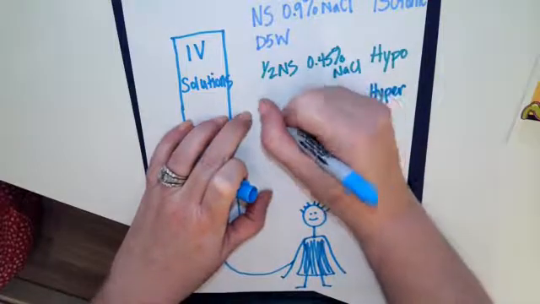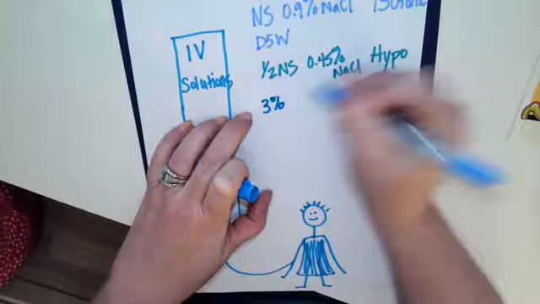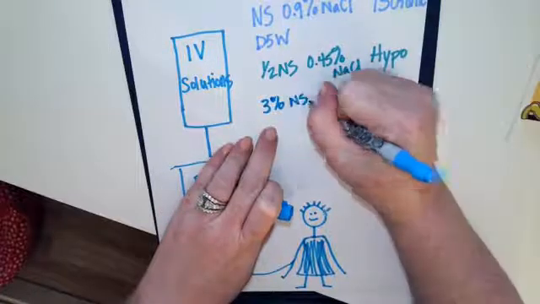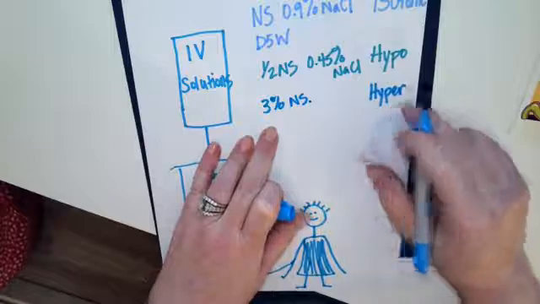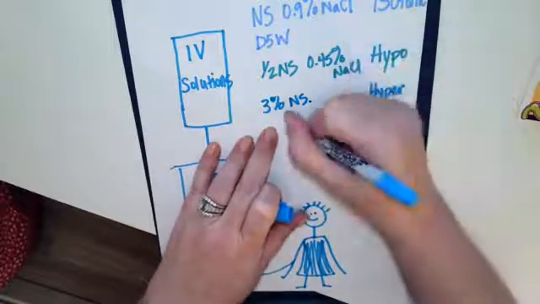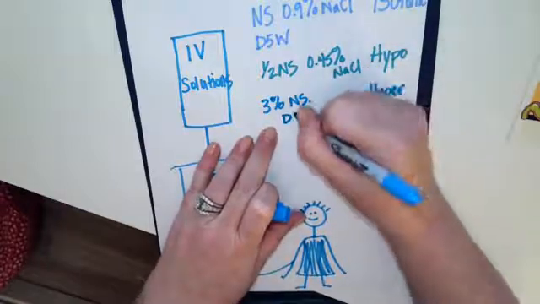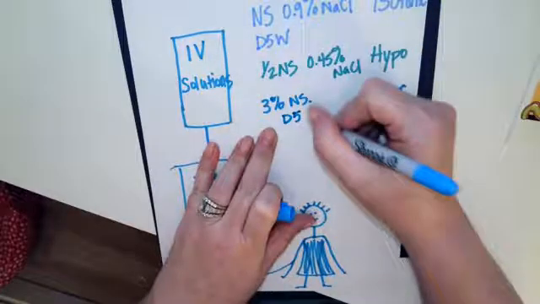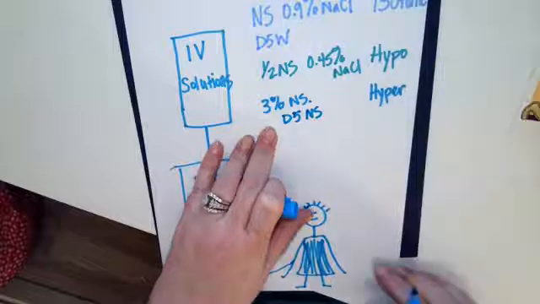You might see even 3%, which is very hypertonic. 3% normal saline would be very, very hypertonic. But D5 in normal saline, so that was D5 in water, D5 in NS would be hypertonic.